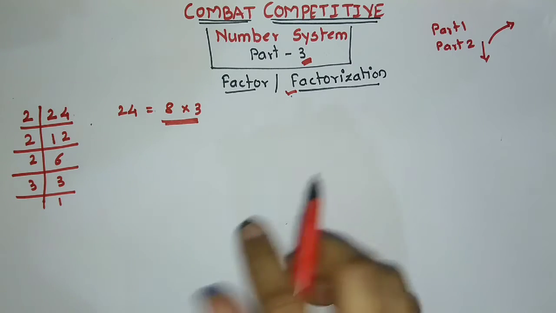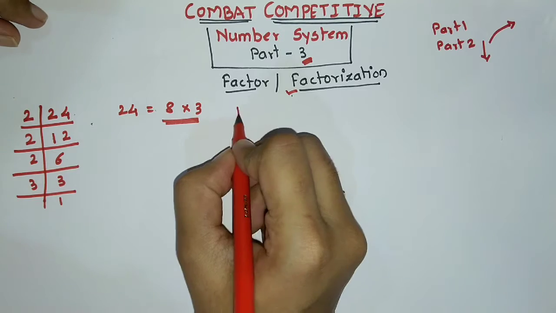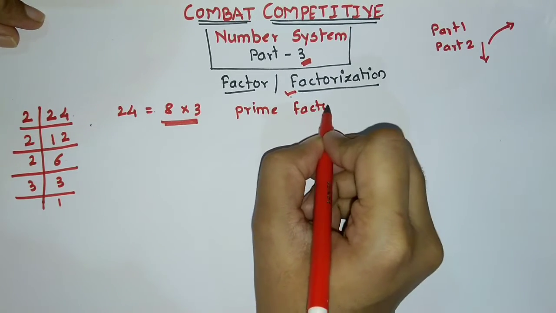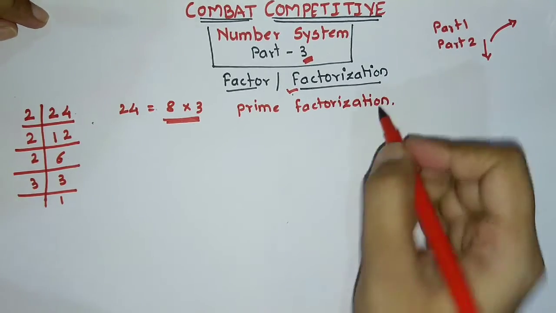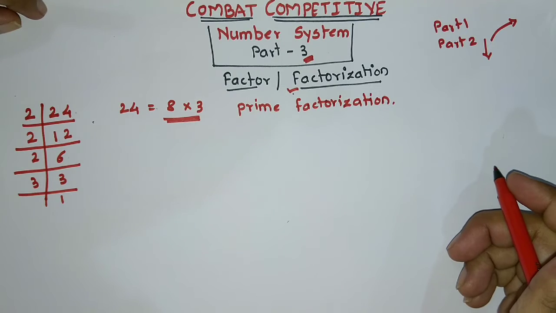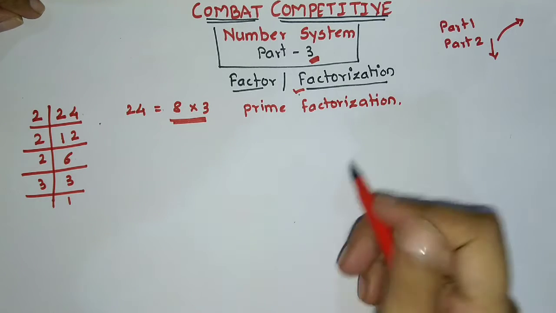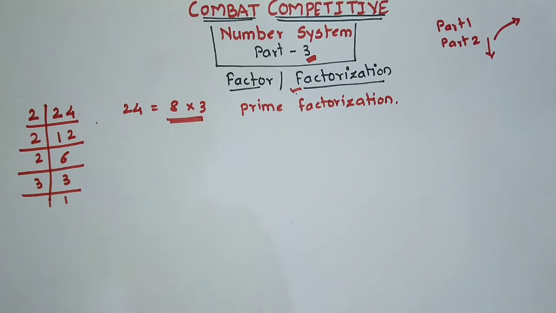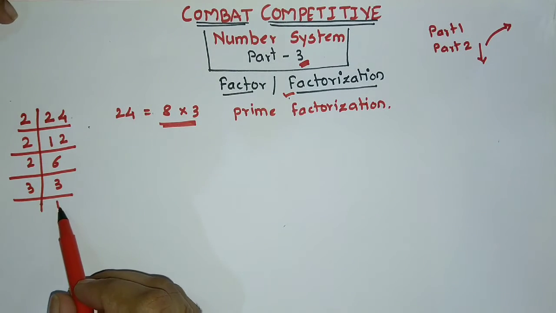Now, the questions being asked in the exams are about prime factorization. So, let's see what is prime factorization. Doing prime factorization is nothing but finding which prime numbers multiplied together make the original number. Now, let's factorize 24. Here we have the factors of 24.